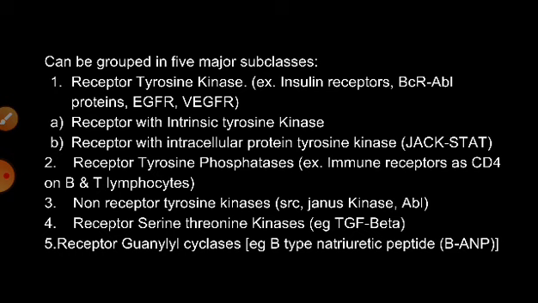The fourth one is the receptor serine threonine kinases, right? Here the serine threonine kinase enzyme is attached with the receptor, for example TGF beta. Receptor guanylyl cyclase is the fifth type, where the enzyme attached with the receptor is guanylyl cyclase, for example B type natriuretic peptide, BNP. So these are the 5 different types. In this video we will discuss the first category, the receptor tyrosine kinase, right?